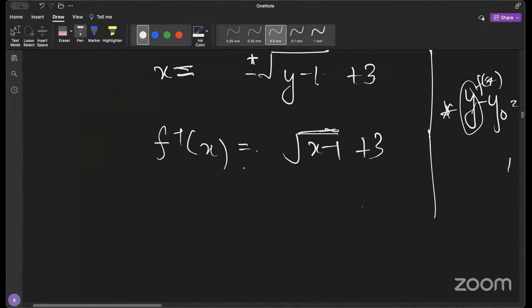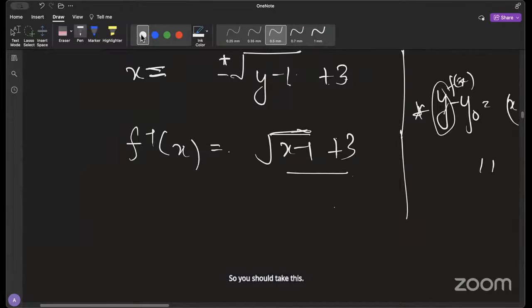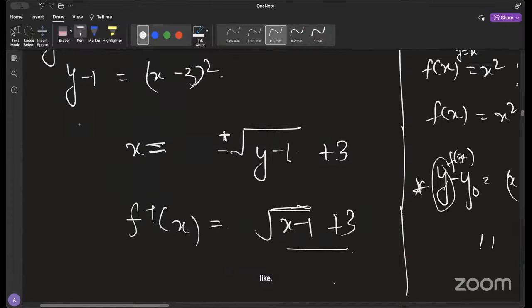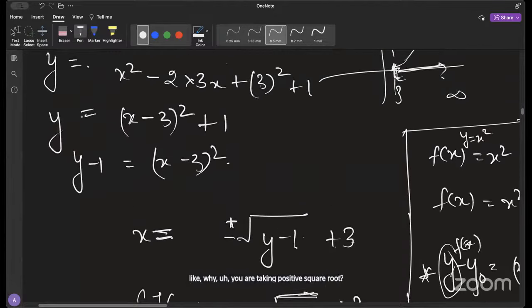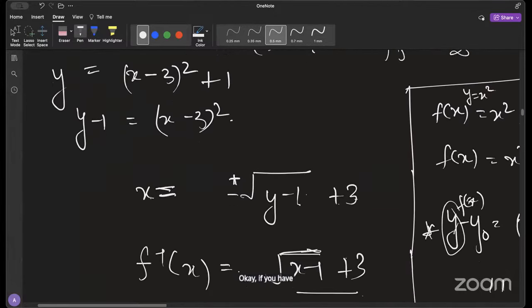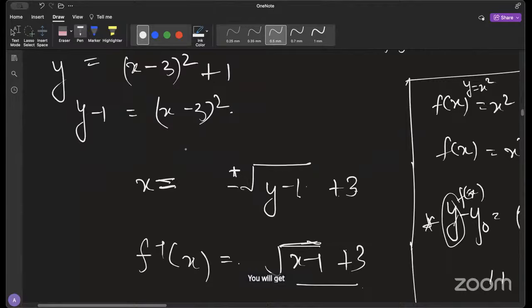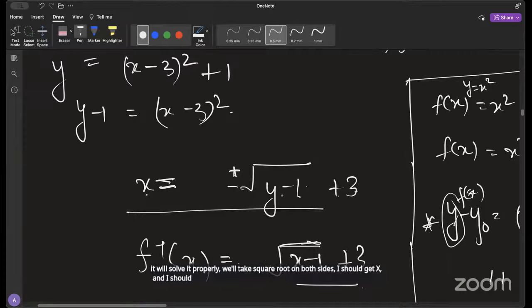Okay, ma'am. Can you repeat this? Why are you taking the positive square root? Okay, if you have this thing, you will get this expression if we solve it. If we solve it properly, we'll take the square root on both sides. I should get x, and I should get plus minus square root of y minus 1, plus 3, right? Yes.